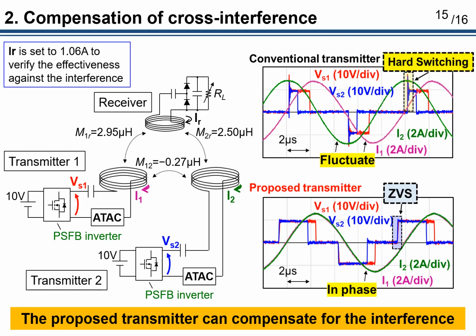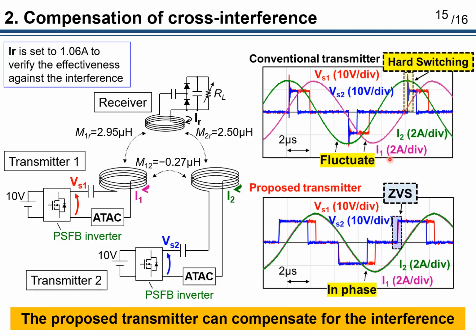Next, I will show the experimental results to verify the compensation of the cross-interference among the transmitters. These are the output voltage of the inverter and the transmitter current. Besides, IR is set to be 1.06 ampere to verify the effectiveness against the cross-interference. These figures are the experimental waveforms in the conventional transmitter and the proposed transmitter.